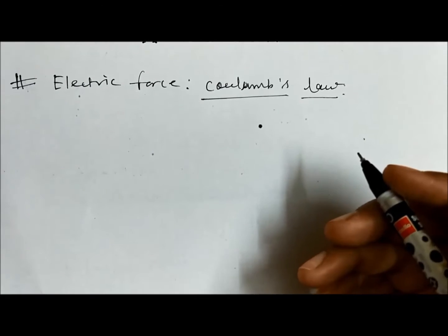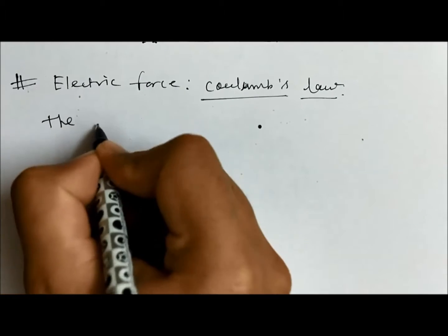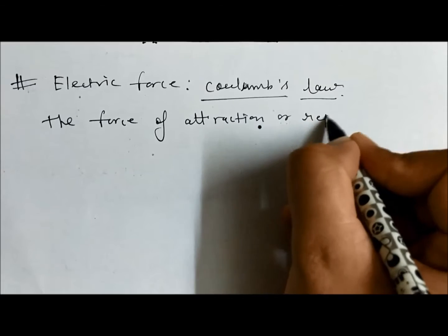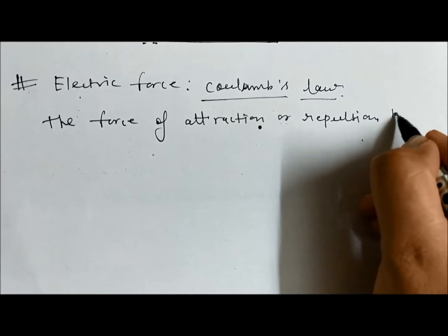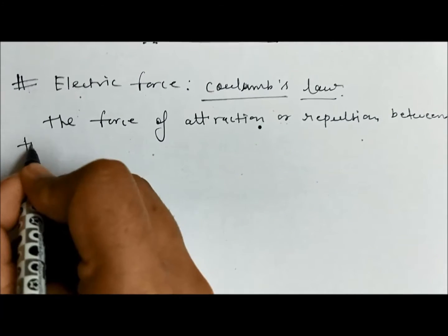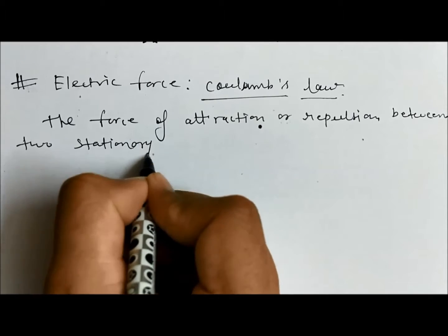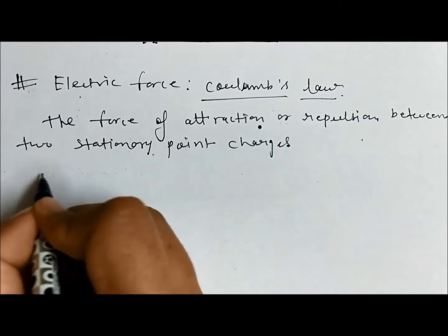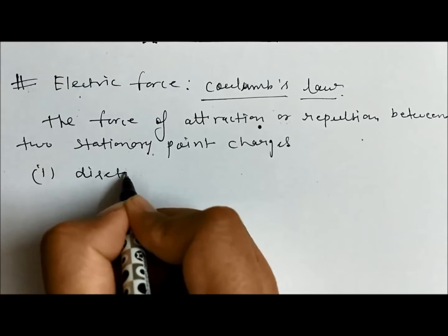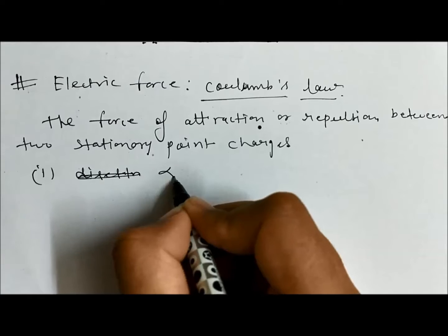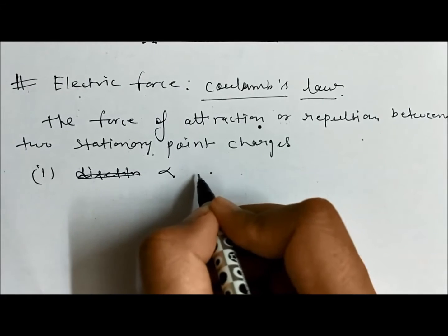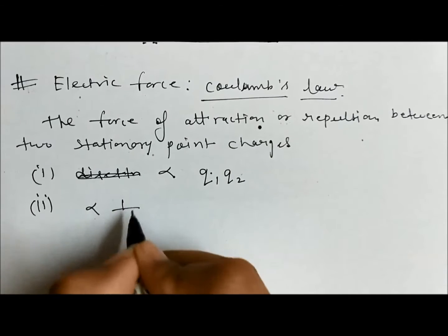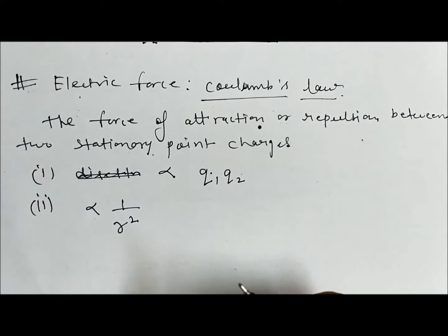Now, electric force or Coulomb's law states that the force of attraction or repulsion between two stationary point charges will be directly proportional to the product of magnitude of two charges and inversely proportional to the square of the distance between them.